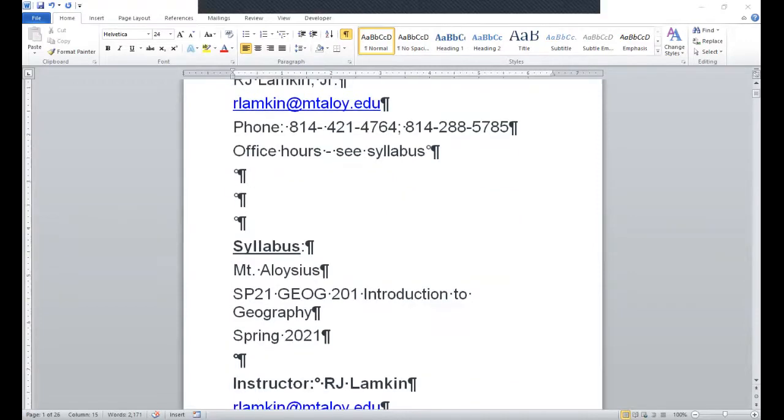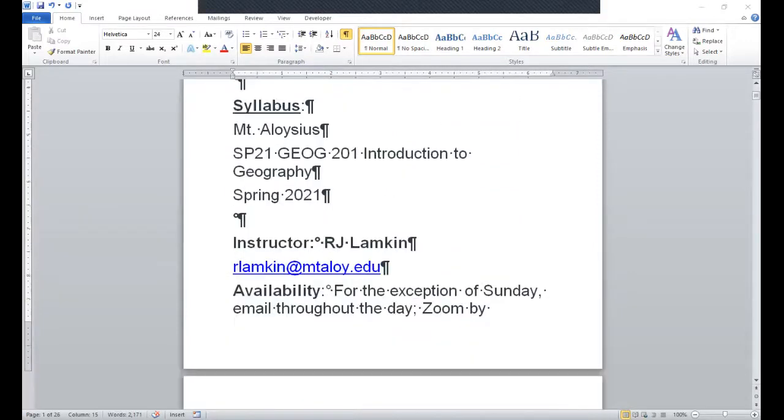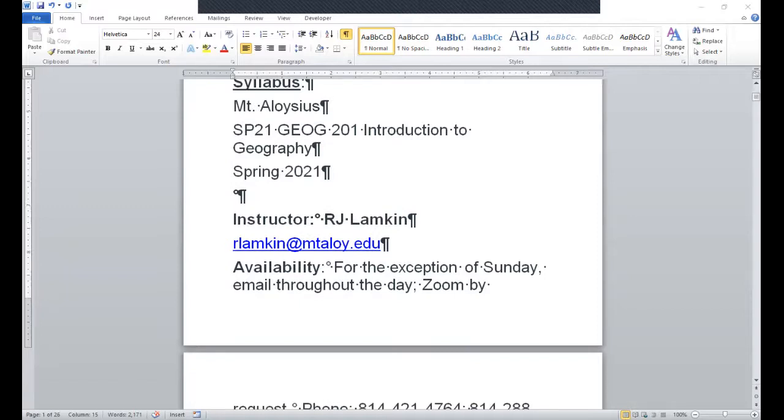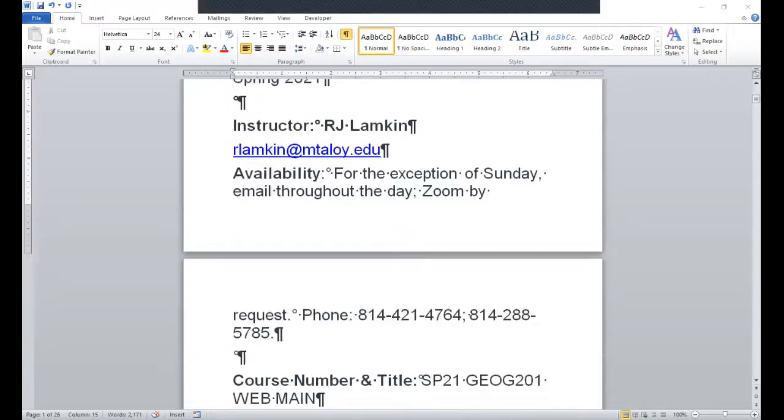We can also Zoom too if you would like to do that. So with the exception of Sunday, Sundays I pretty much dial it back. I really don't check anything. So if you try and get a hold of me Sunday at some point in time, probably not going to see it until Monday. Okay, so the availability thing.